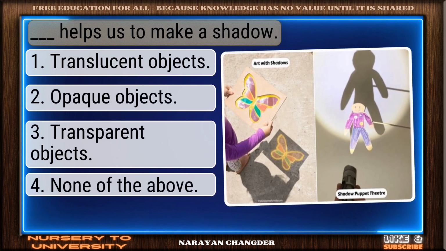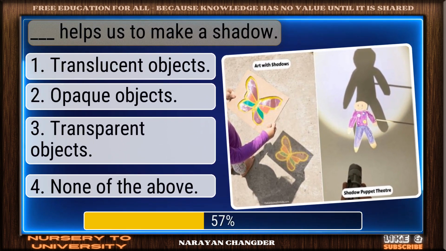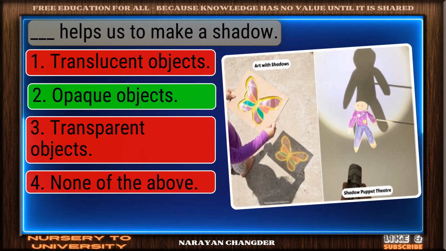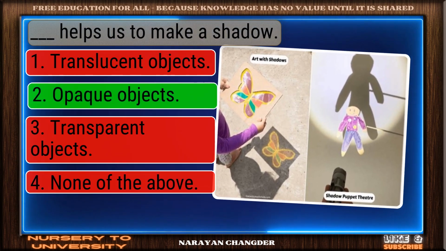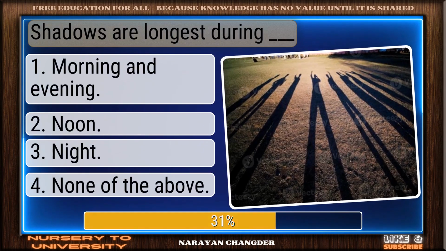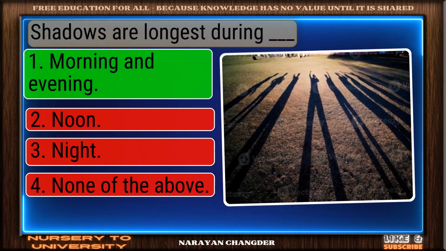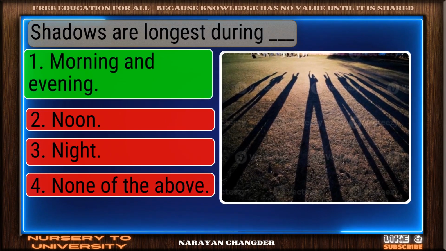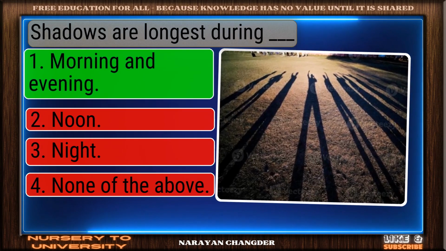Dash helps us to make a shadow. Correct response. Opaque objects is the most accurate answer. Shadows are longest during dash. Sharp thinking. Morning and evening is the right choice.